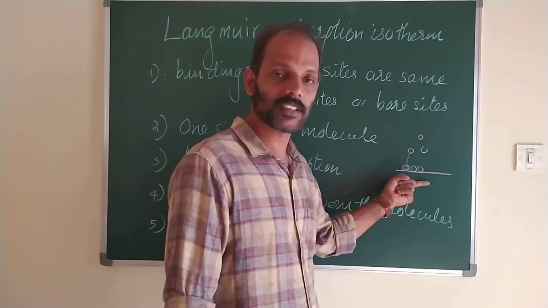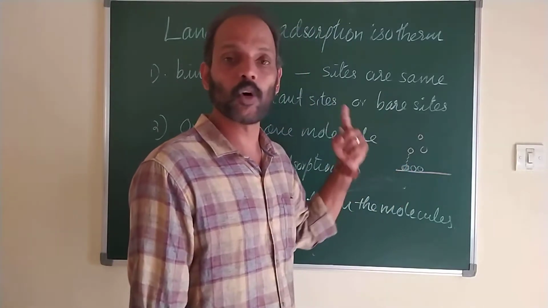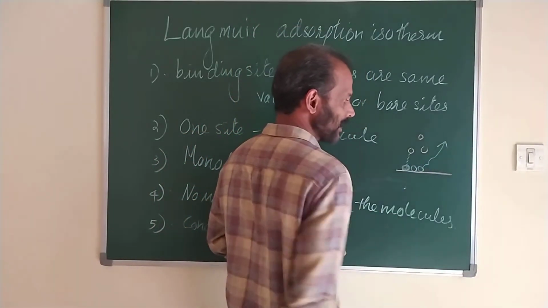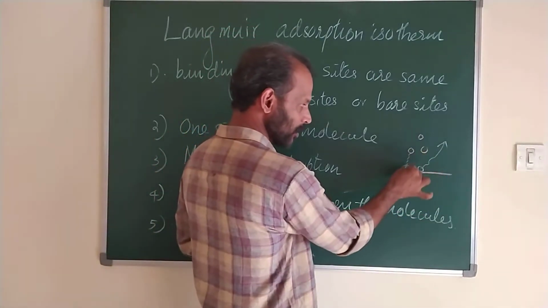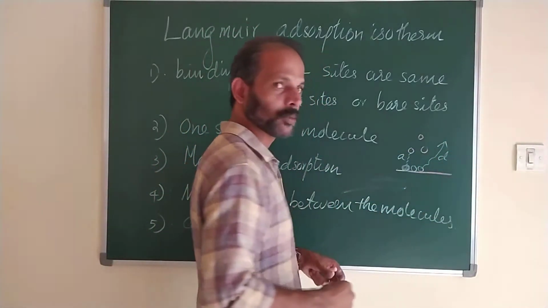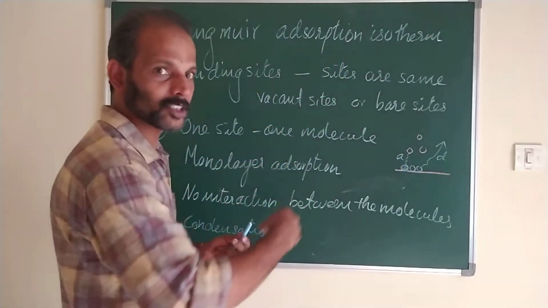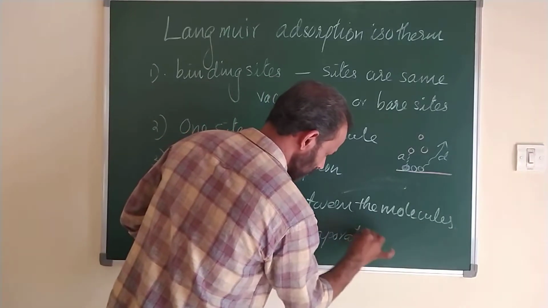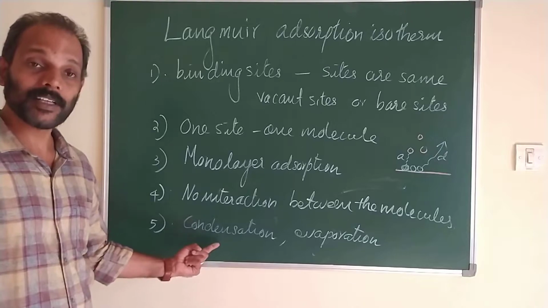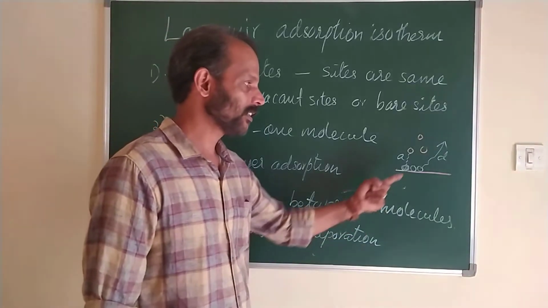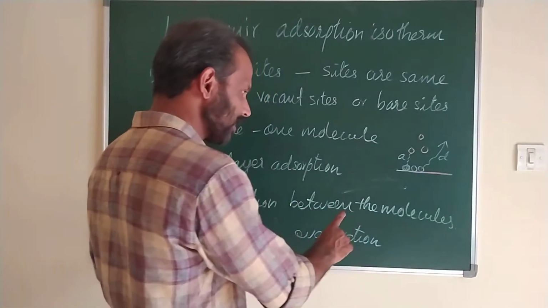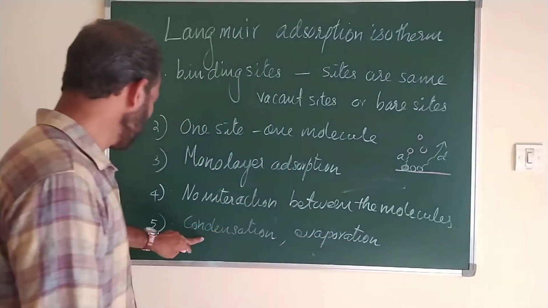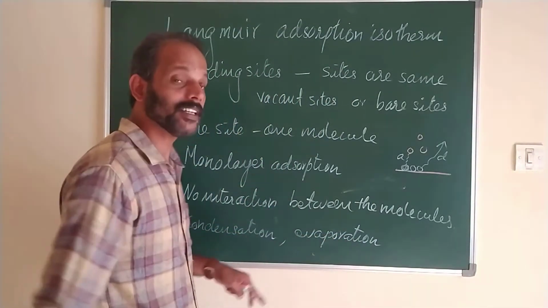That is, they have a tendency to desorb. Desorption may take place, that is, this molecule escapes from the surface. So this process is adsorption and this is desorption. The second process is desorption. He called it evaporation. So condensation is nothing but adsorption and evaporation is desorption. Both processes are simultaneous.